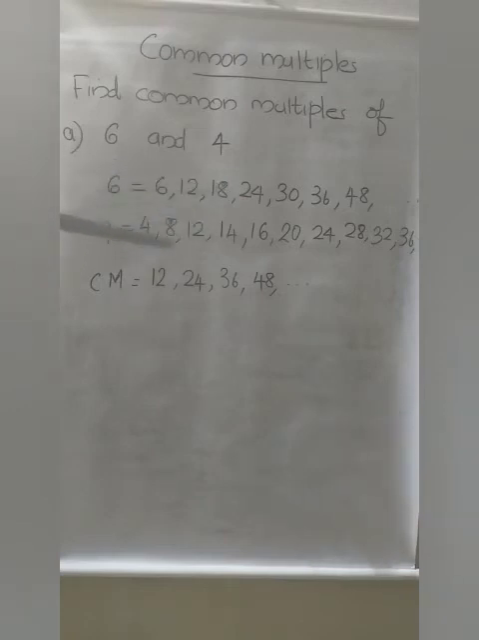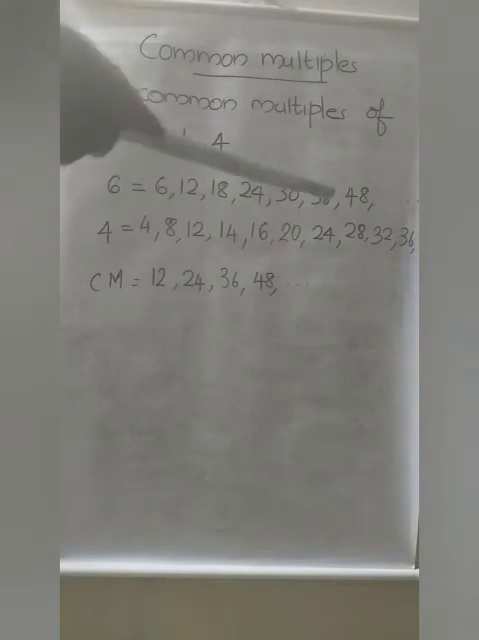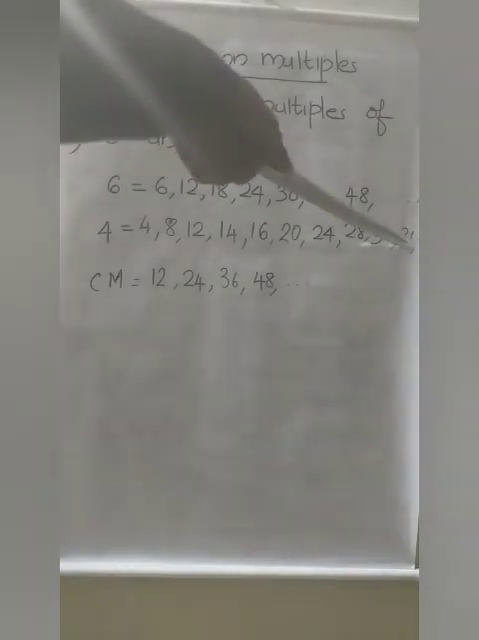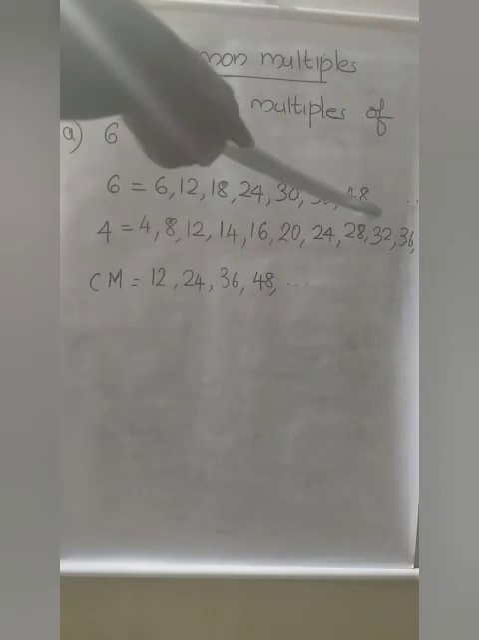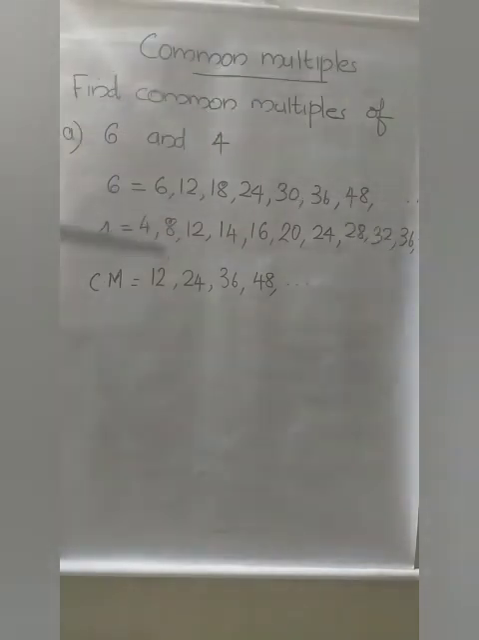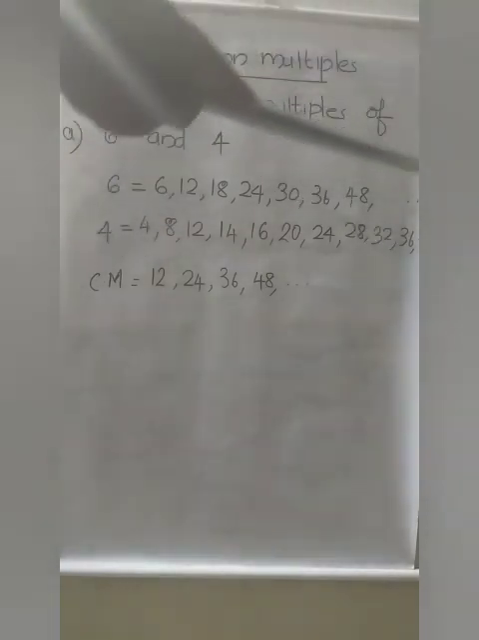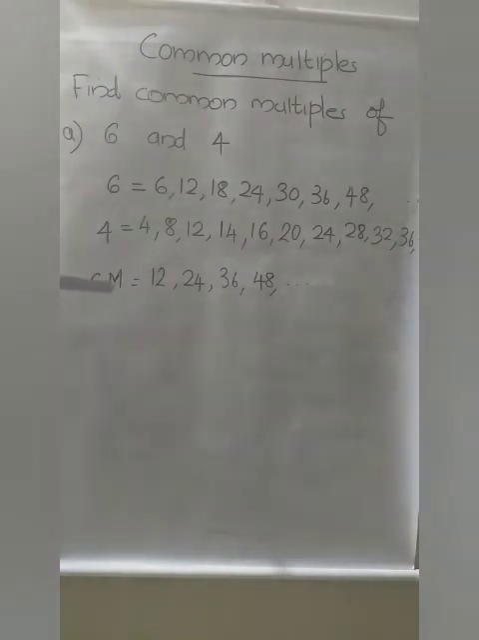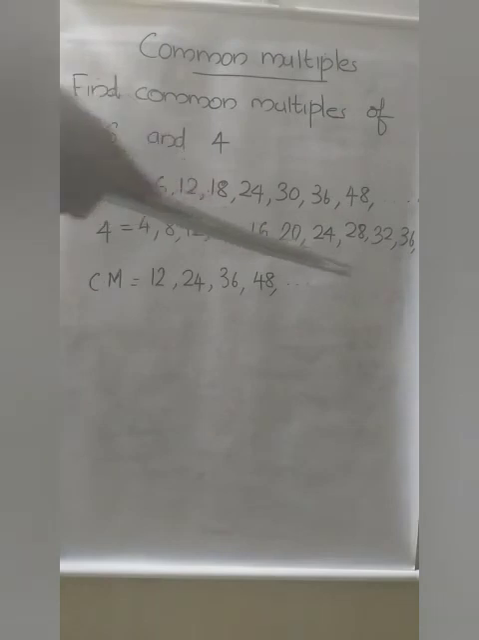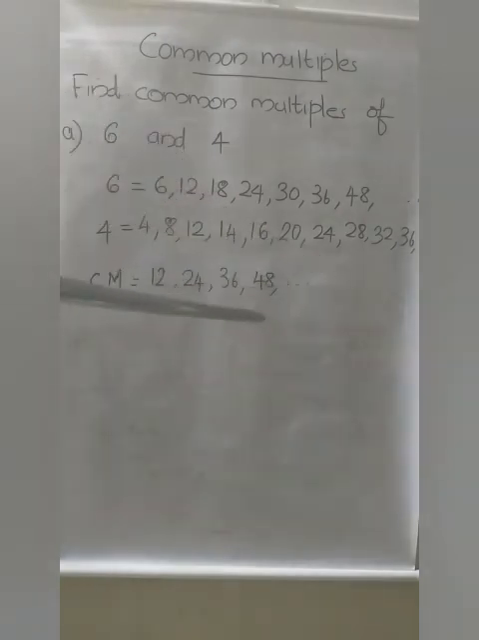Next 18 will not be common. 24 will be common, isn't it? 24 here, 24 here also. Next 36 is here, 36 is also common. Next here we have a 48. I didn't write it here but we know 4 into 12 is 48. So common multiples are 12, 24, 36, 48, etc. It is not stopping. If they are asking for a specific number, you need to find only that much. Here they didn't ask for any specific number. That is why I wrote this much.